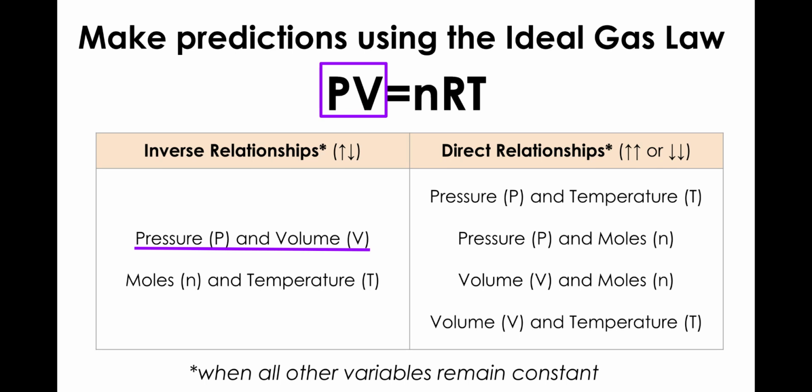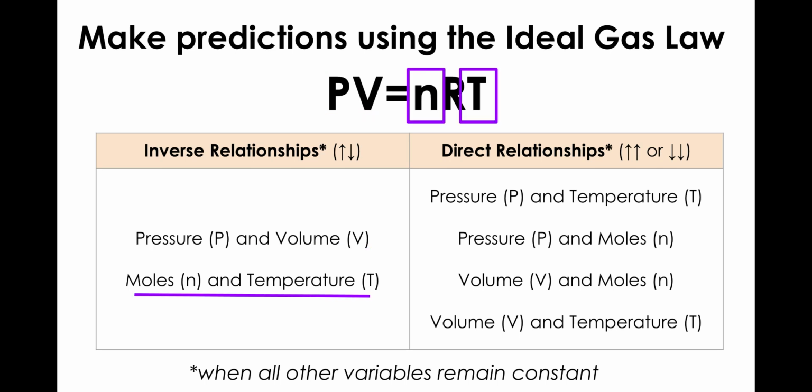The other variables that have an inverse relationship are moles and temperature, lowercase n, capital T. They are also on the same side of the equal sign. And if number of moles were to increase, the temperature would decrease. And if number of moles were to decrease, the temperature would increase. They're going to do the exact opposite of each other.